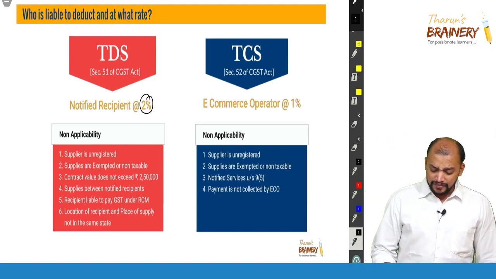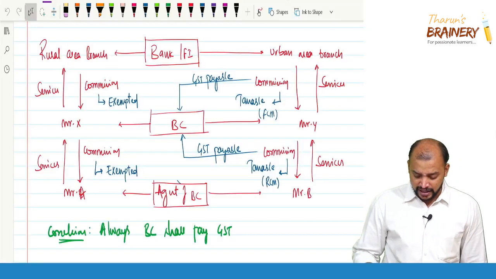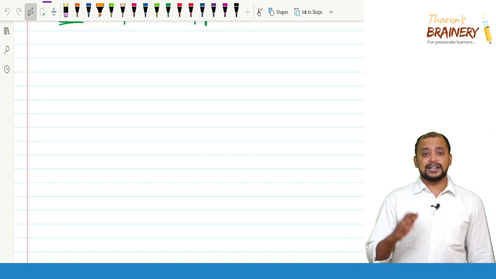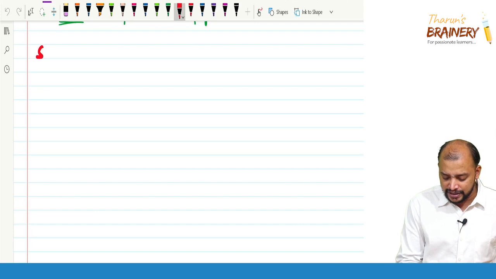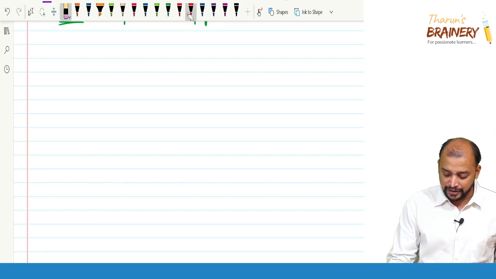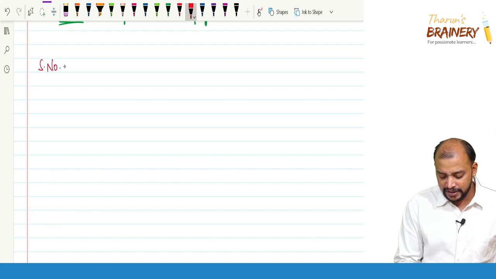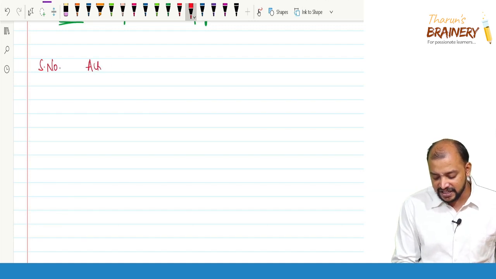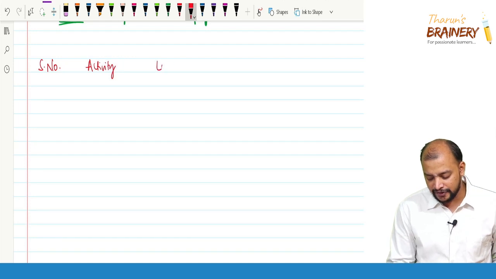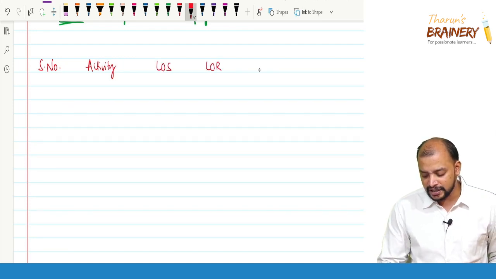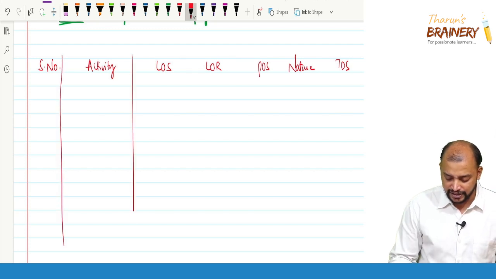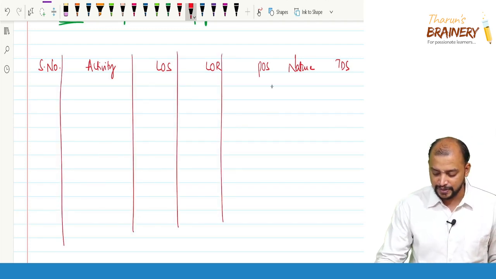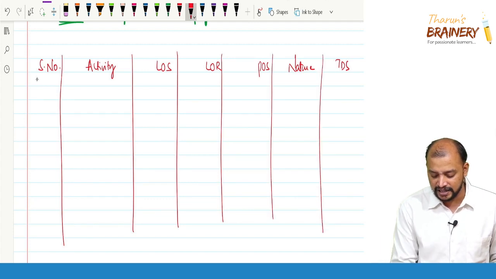Then location of recipient and place of supply is not in the same state. What is this? This will arise in a situation where it is not about intrastate or interstate classification. So we need to understand what situation we are referring to. See this serial number. We will take the activity, location of supplier, location of recipient, place of supply, nature of supply, and TDS applicability.